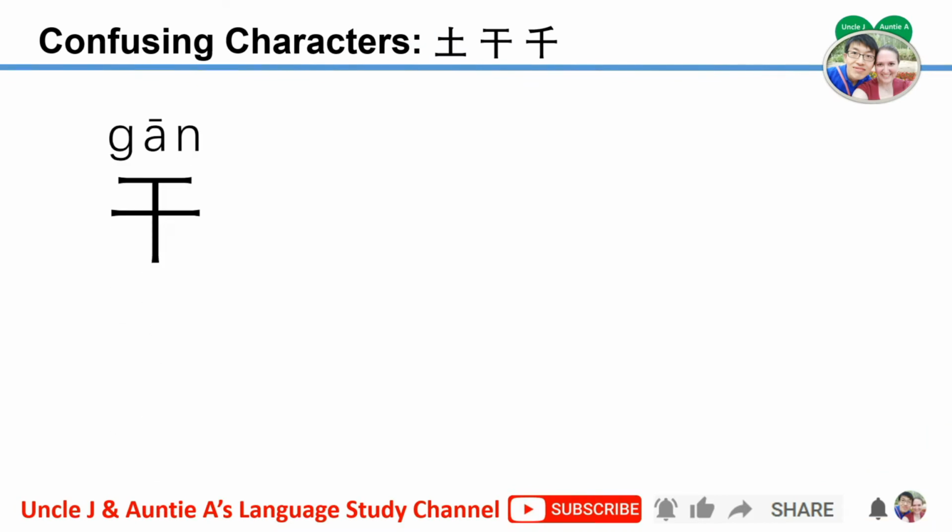The second one is Gan, G-A-N, Gan, first tone. You can follow me, first tone. Is Gan. What does this mean? What do you see in this character?